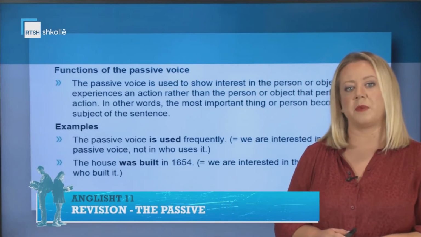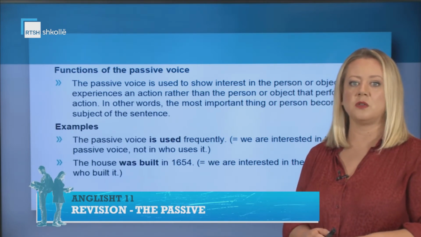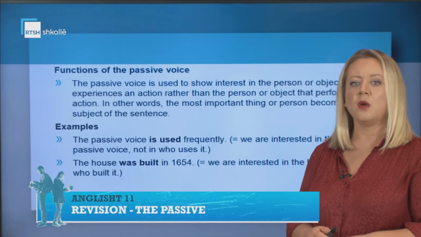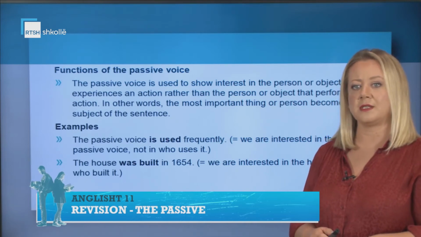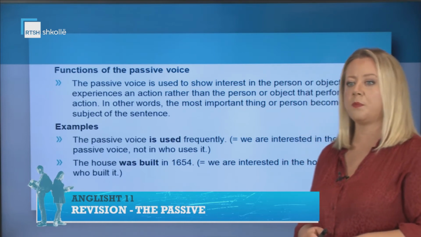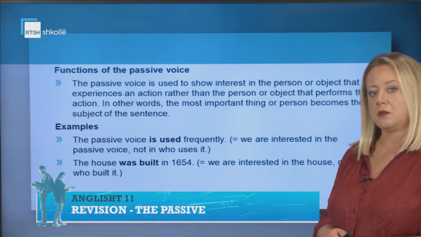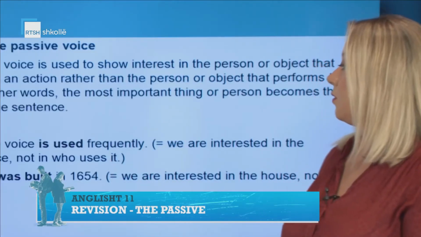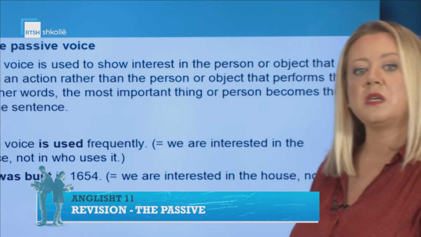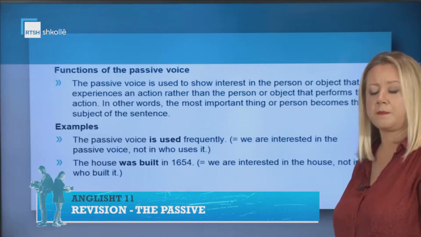What are the functions of the passive form? We use this form when we are not interested in who or what did the action, but in the result of the action itself. In other words, the most important thing or person becomes the subject of the sentence. Let's see two examples. The passive voice is used frequently. It means that we are interested in the passive voice, not in who used it.